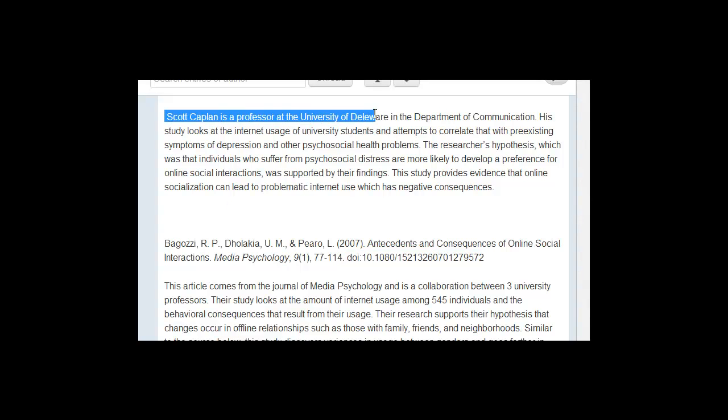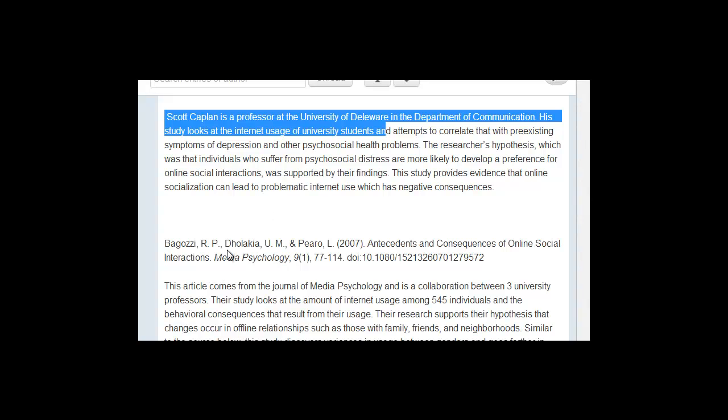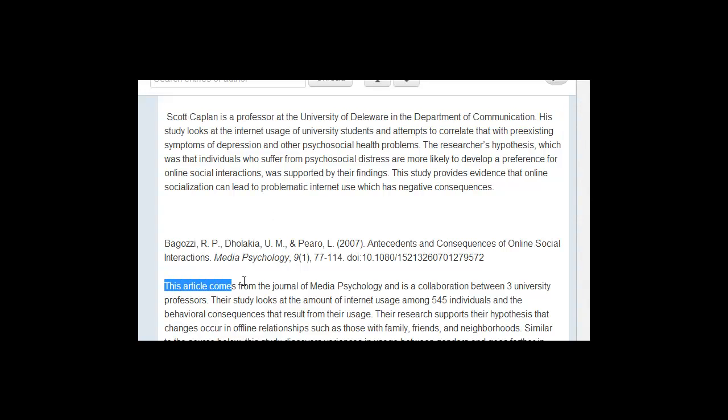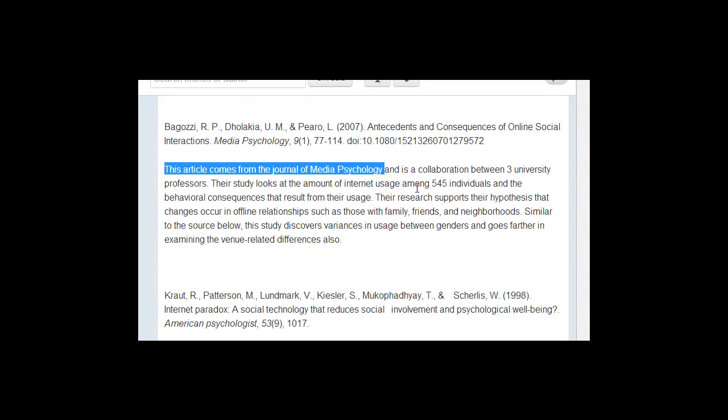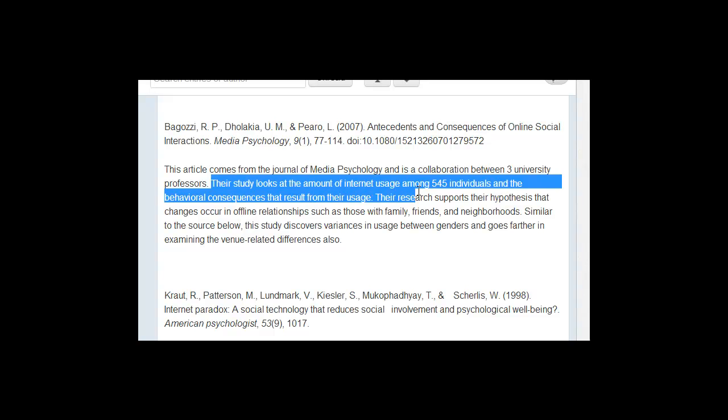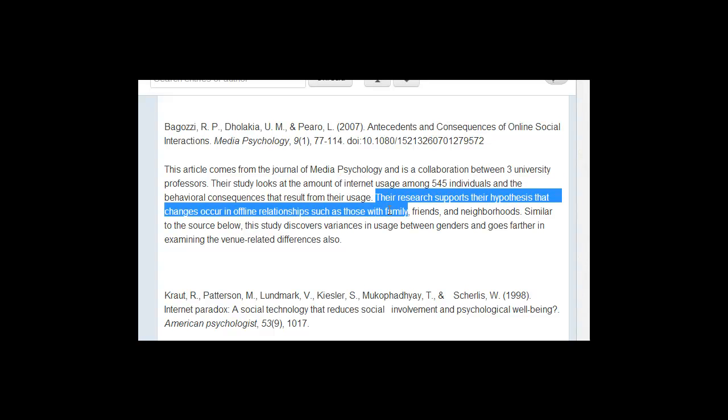Notice this last one didn't tell us what kind of source it was. It just said it was a study. This one does say it's an article, and it comes from the Journal of Media Psychology. Specifically, it's a collaboration between 3 university professors, so we see why it's credible. It looks at internet usage and supports the hypothesis about offline relationships.